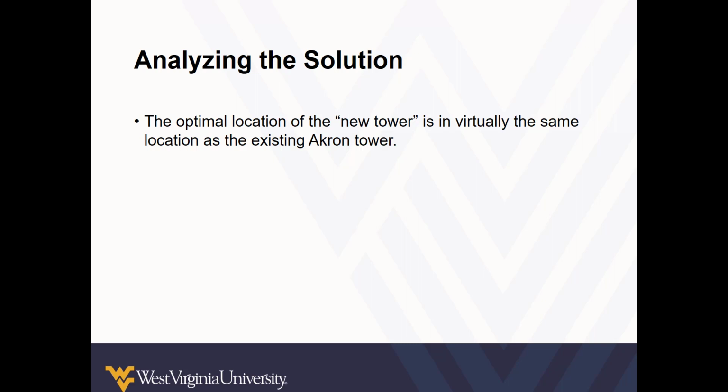If you try resolving this problem from a variety of starting points, you can verify this is the global optimal solution to the problem. Interestingly, the coordinates of this location for the new tower are virtually identical to the coordinates of the existing tower in Akron. So the solution to this problem may not involve building a new tower at all, but instead Rappaport may want to investigate the feasibility of upgrading or retrofitting the existing Akron tower to play the role of the, quote, new tower, unquote.